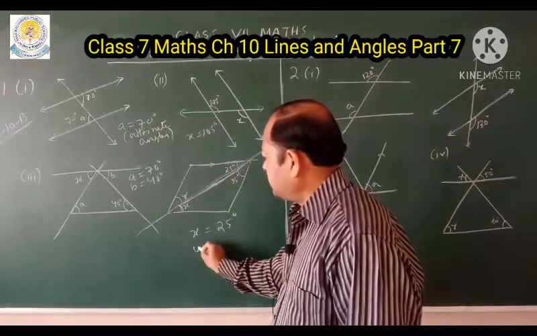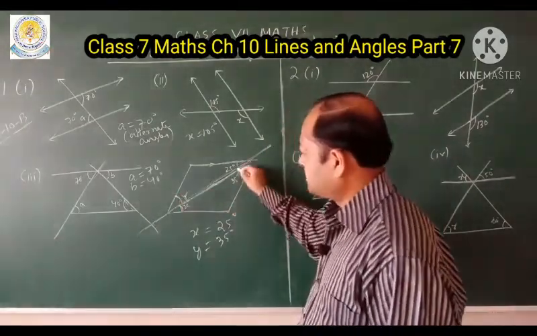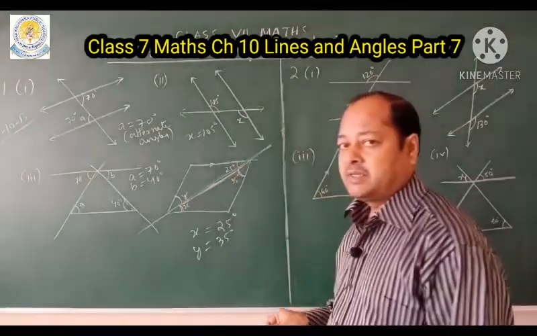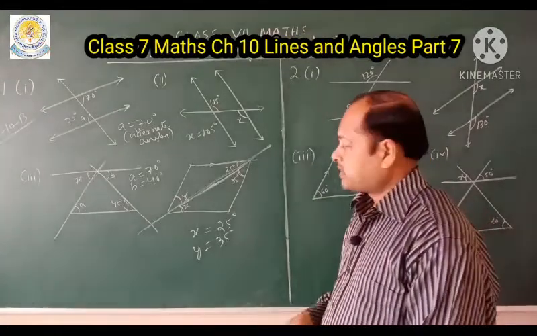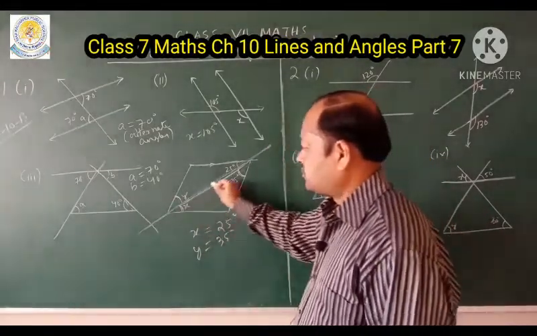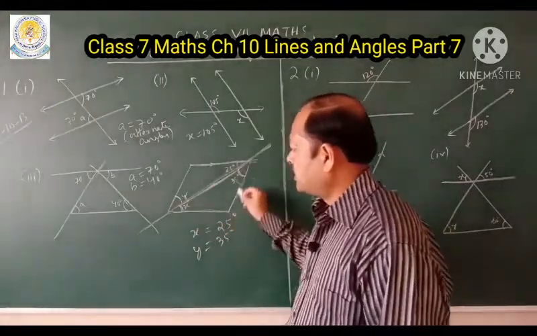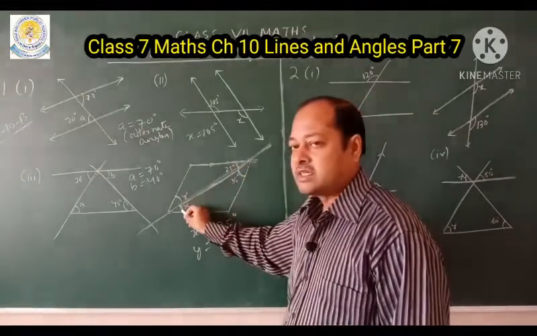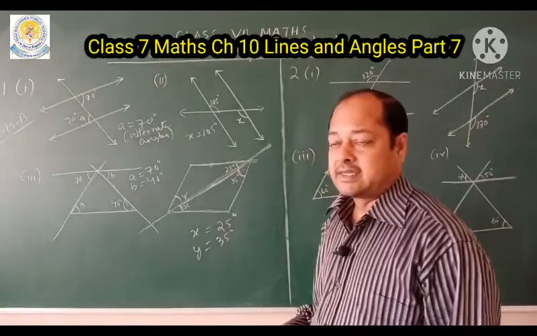Also here the Y value will be 35 degrees, because Y and this angle are opposite across this transversal line, so Y equals 35 degrees. The reason is also the same, alternate angles, because if we extend this line, this will be a transversal line and these are the two parallel lines. So whenever a transversal line crosses two lines and the angles are opposite to each other, they are equal, and they are called alternate angles.